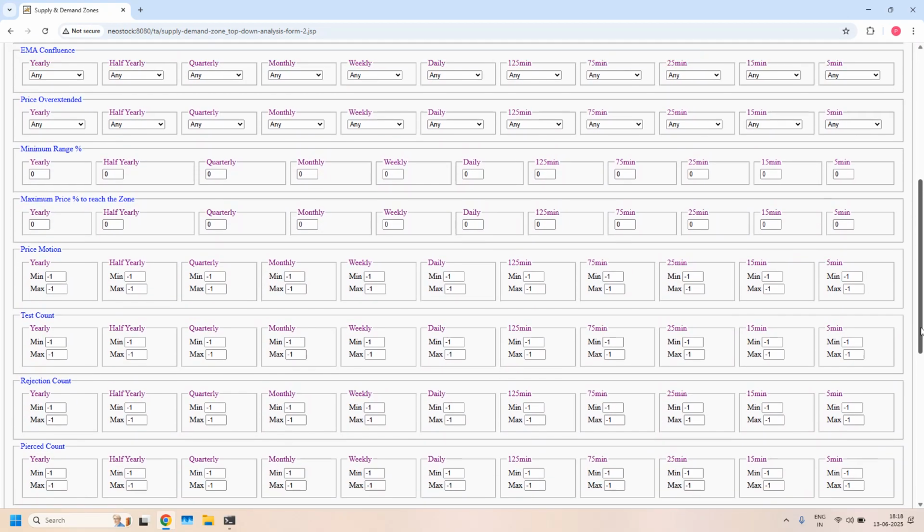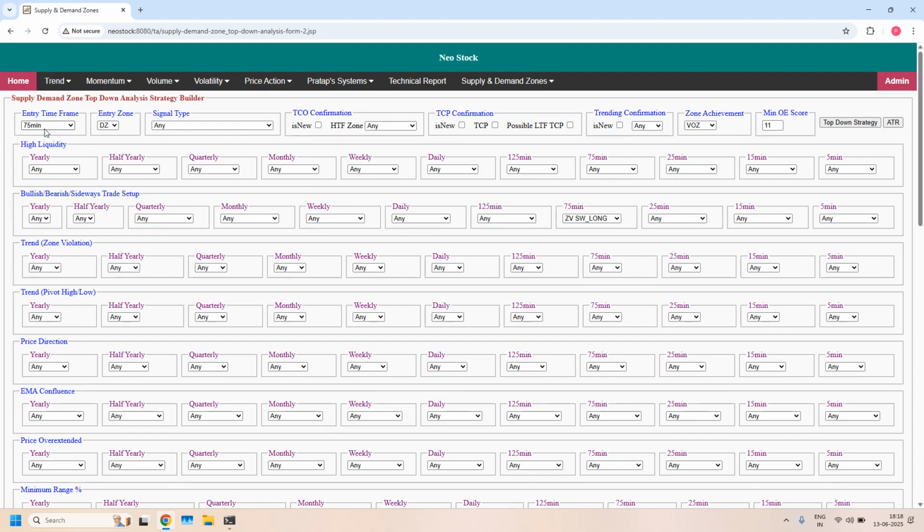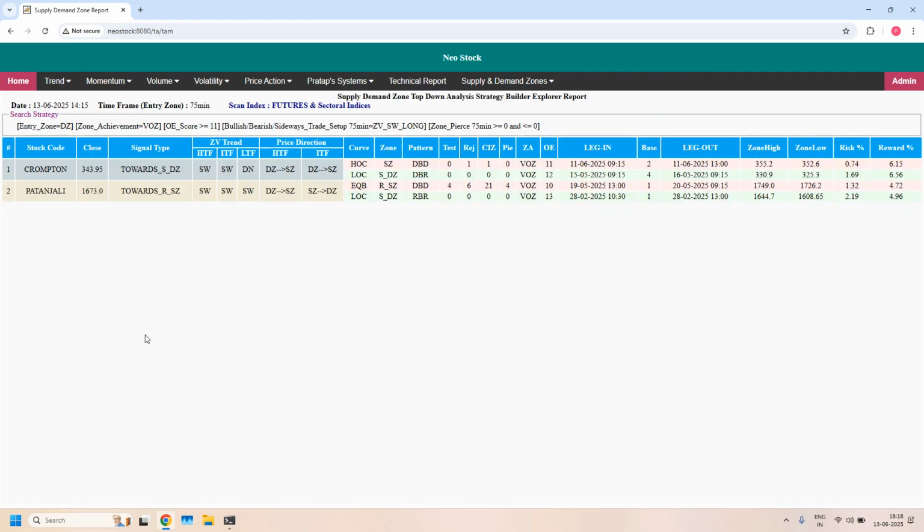So in the pierced count parameter at the 75 minutes time frame, I am selecting minimum value 0 and maximum value 0. That means the 75 minute zone should not be pierced. Which zone? The 75 minutes demand zone. So pierced count, minimum odd enhancer, zone achievement: all 3 filters are applied to the 75 minutes demand zone. Let's filter. So we got 2 stocks supporting the sideways long trade setup for a weekly income trade, and entry time frame zones are 75 minutes demand zones.